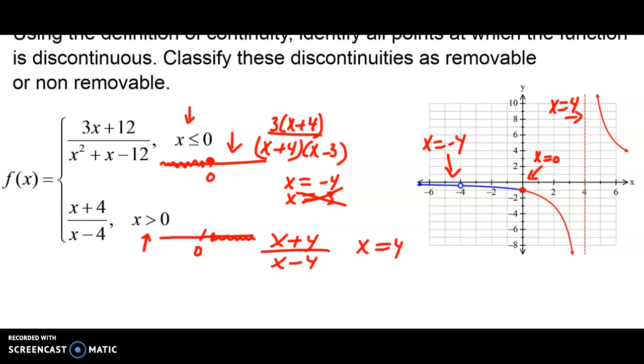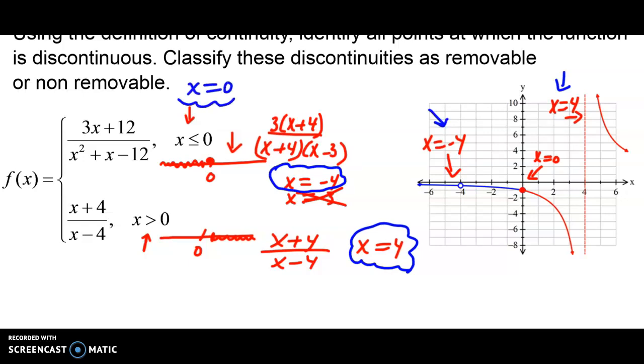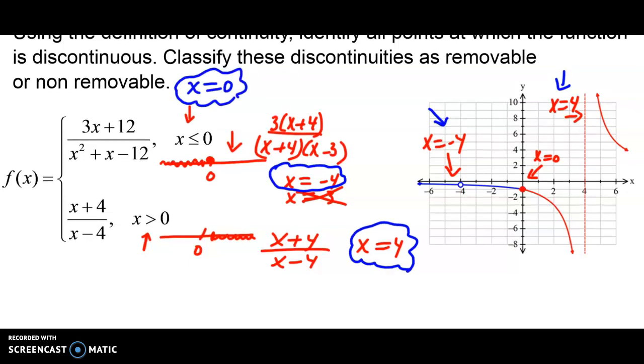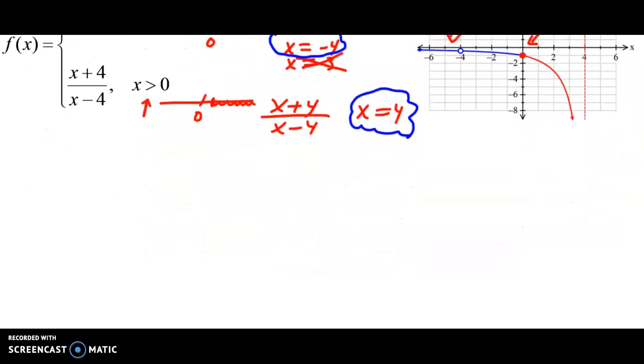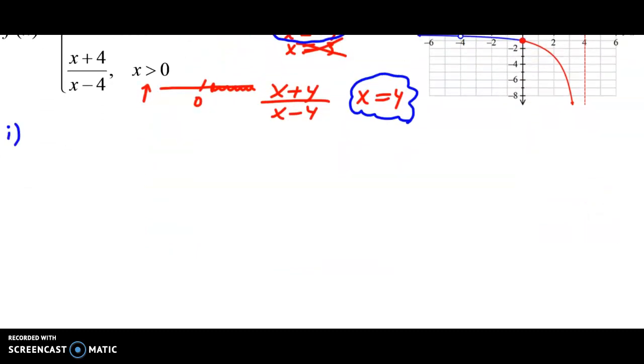So the three values that I need to check are 4, which I know is my asymptote. I need to check -4, which I know from the graph is my point of discontinuity. And I also have to check 0 because that's where the function is changing. So once we know what we're looking at, we're going to prove everything algebraically. So I'm going to check x equals 0 first.